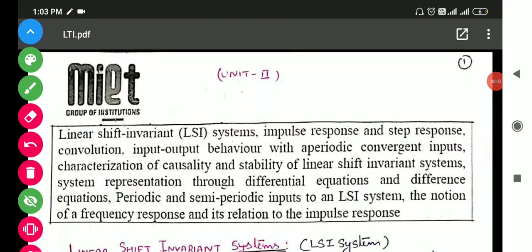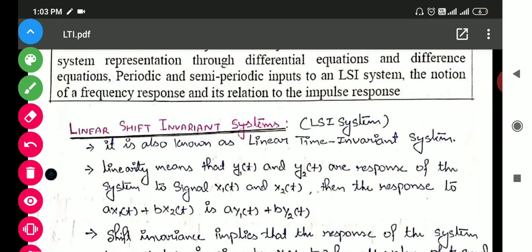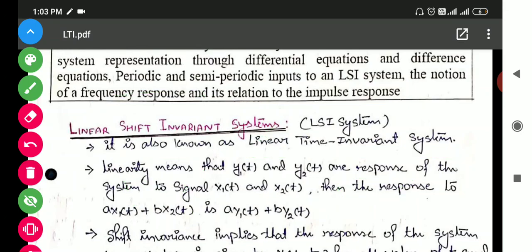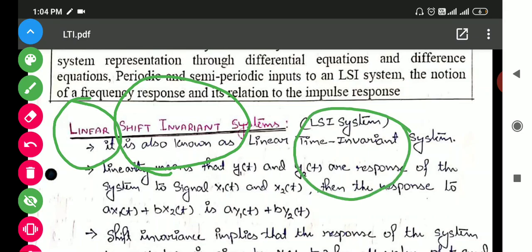Today we will discuss, in Unit 2, the LSI system and impulse response. LSI stands for linear shift invariant system. It is also known as a linear time invariant system in the continuous time domain and a linear shift invariant system in the discrete time domain. As the name suggests, it is composed of linear plus shift invariant, meaning a system which follows linearity and the shift invariant or time invariant property.